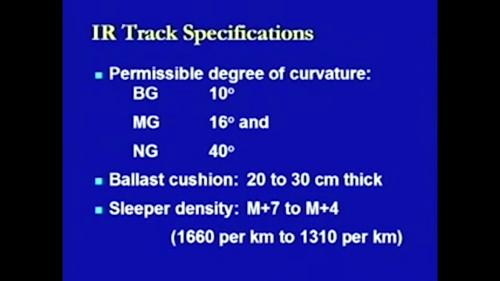Here there is another way of defining the same thing in terms of a factor defined as M plus 7 to M plus 4. The 7 or 4 are arbitrary values, so it can be 4, 5, 6 or 7. And M is defined as the length of the rail section manufactured by any of the companies. So if there is a 12-meter rail section, it will transform to 12 plus 7 means 19, or 12 plus 4 means 16. So that's the range in which the sleeper density can be there for that rail section.